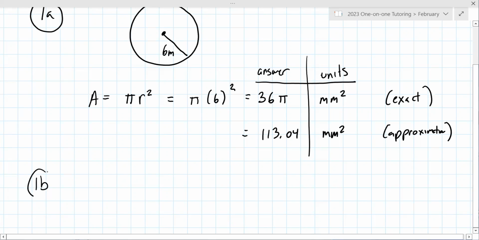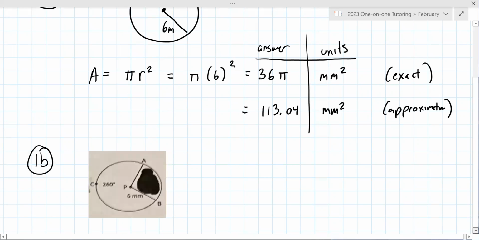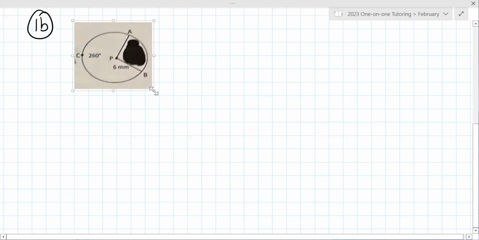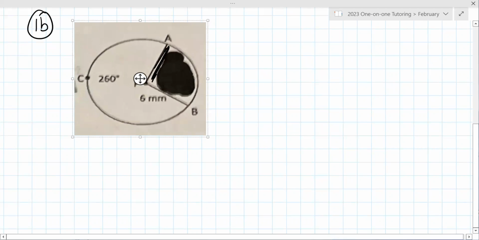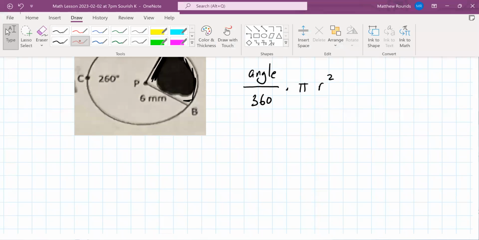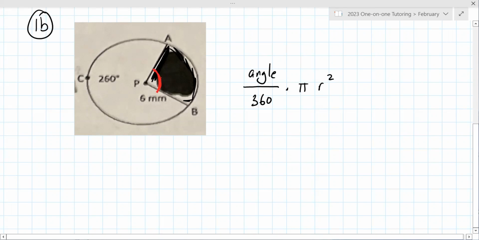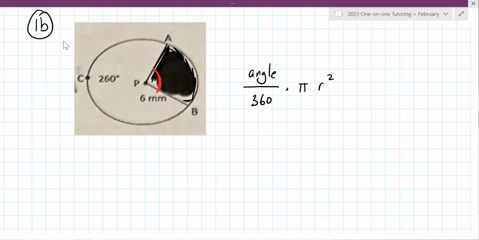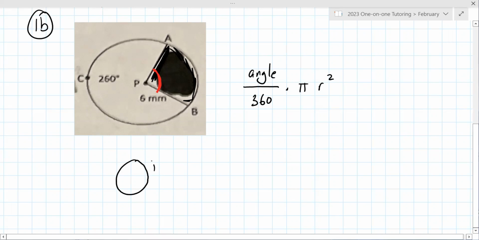All right, so let's look at 1B together. 1B asks for the shaded area. Basically, it's the pizza slice. So the pizza slice is the angle out of 360 times pi r squared. Now, just to be clear, the angle is the angle in here. Now, if you go all the way around in a circle, how many degrees is that?